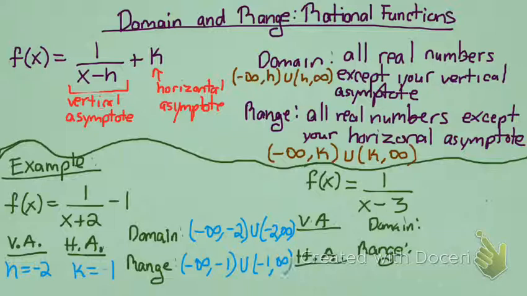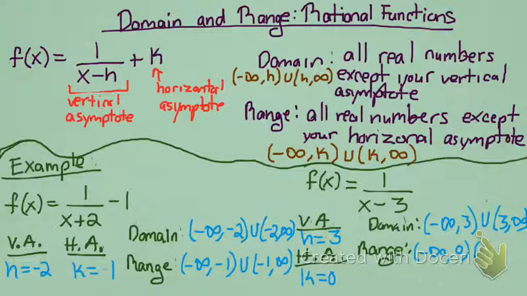Let's try another example. All right, this next one, 1 over x minus 3. My vertical asymptote, opposite of negative 3, is positive 3. And yes, you always take the opposite. Horizontal asymptote, I don't have a number back there, so it's 0. K is going to equal 0. So my domain is going to be negative infinity to 3, union 3 to infinity. And my range is going to be negative infinity to 0, union 0 to infinity. That's how I find my domain and range for my rational functions.